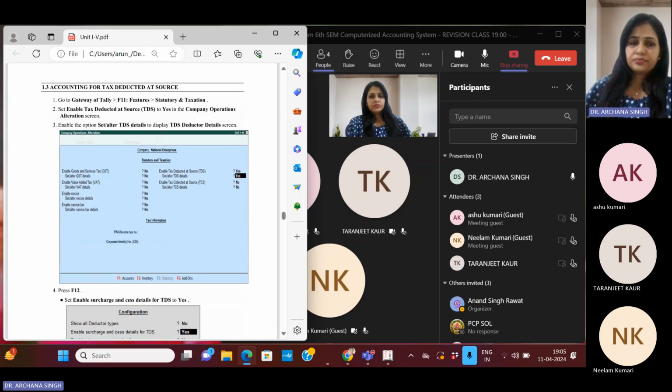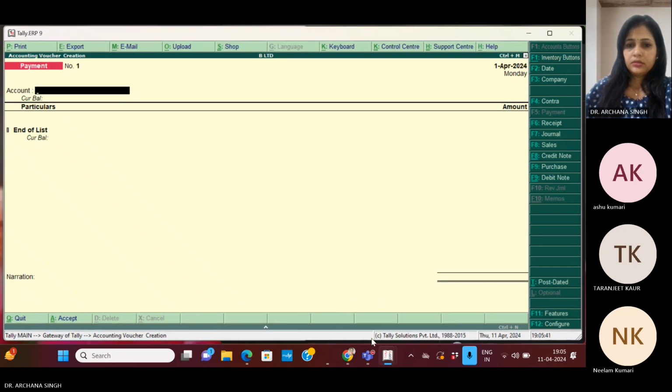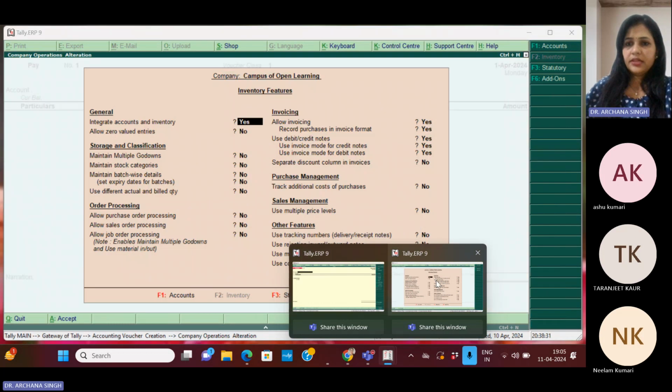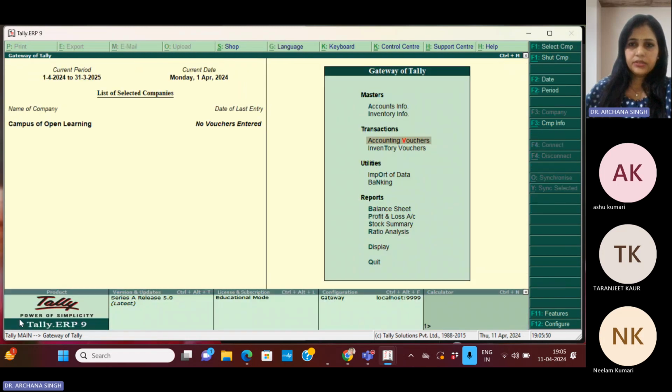So when we are going to do the accounting for taxation, what do we have to do? First of all, we have to go to Tally, the Gateway of Tally. This is the Gateway of Tally. It was already open, I had to quit it. Okay, this is the Gateway of Tally. In that, you have to go to the Gateway of Tally and select this one.